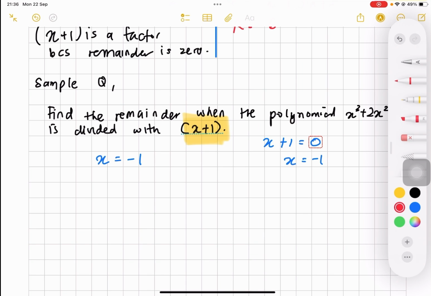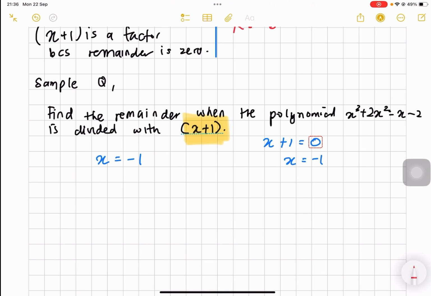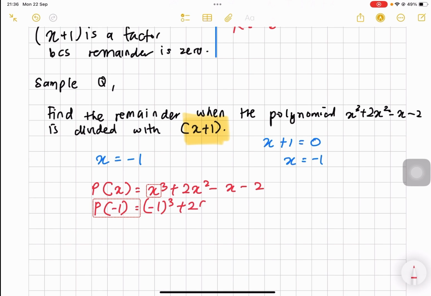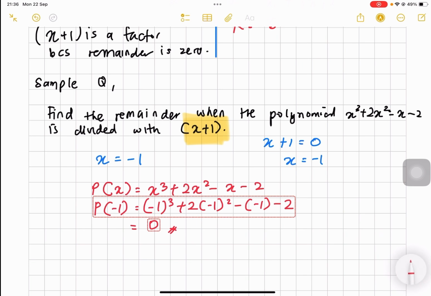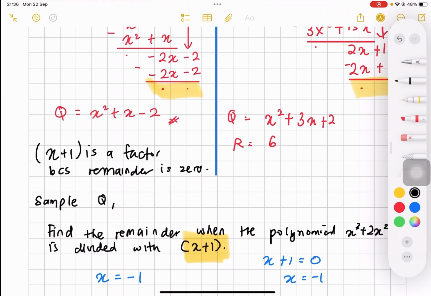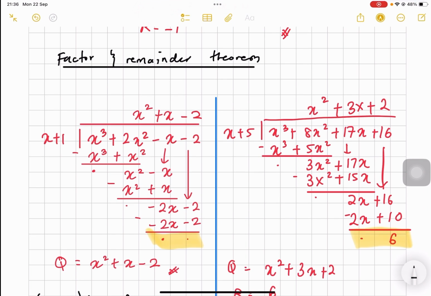So you just plug in x equals negative 1 into your polynomial, let's say p(x), x cubed plus 2x squared minus x minus 2. Substitute the value into the equation. Now if you calculate, you will get 0. So we can say that x plus 1 is a factor. Now very short, compared to the long division, which is a lengthy and tedious method.